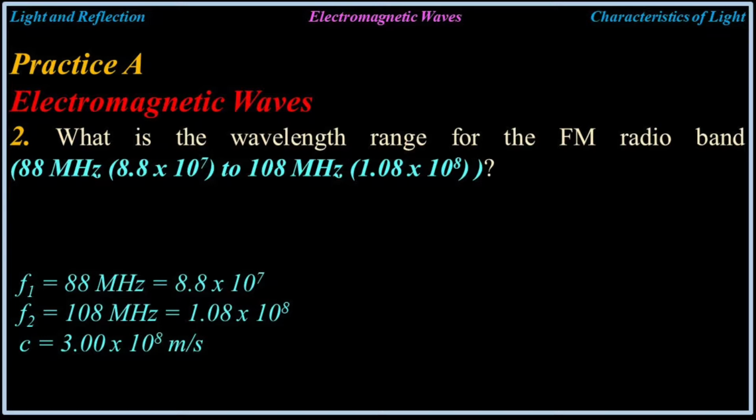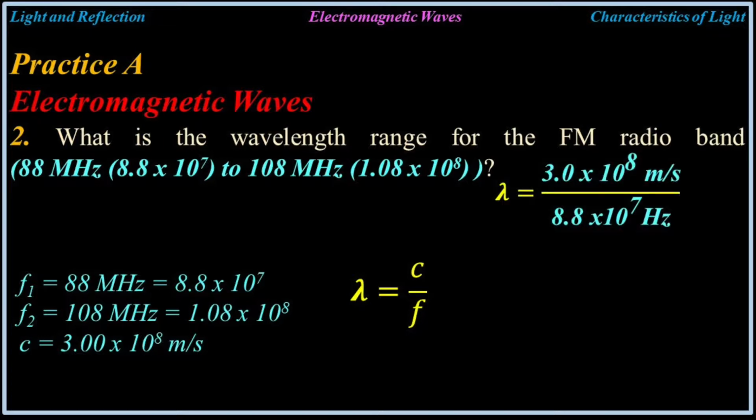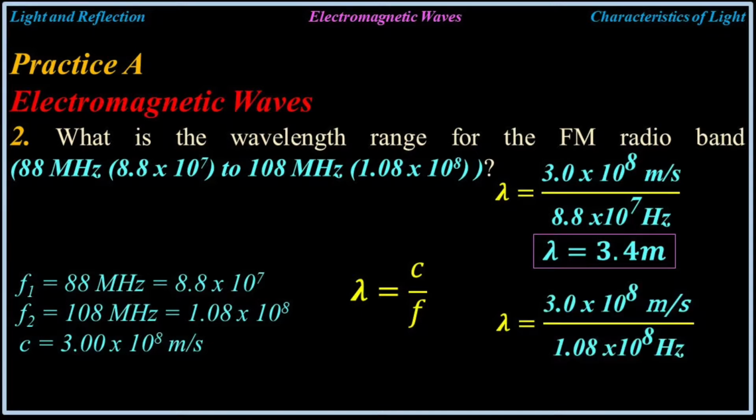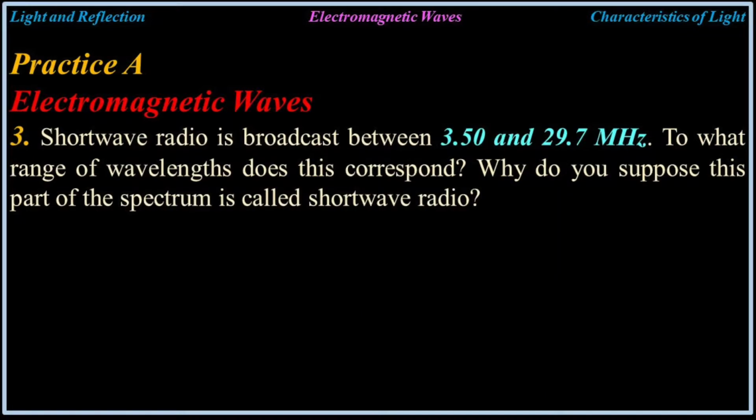What is the wavelength range for the FM radio band? And you're going to have F1 and F2, the speed of light. You're going to plug in the values, C over frequency. The first one's going to be 3.4 meters, and the next one will be 2.78 meters. That's something that's not bad. That's kind of real.